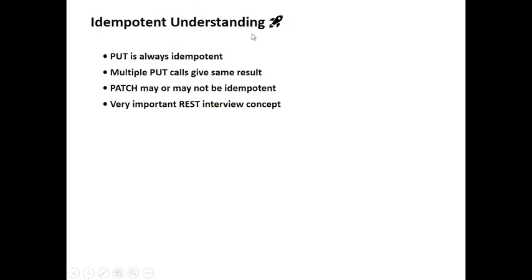So now the idempotency understanding. PUT is always idempotent. Even if you send the same PUT request multiple times, the same result will come, right? There is no change in the operation. With the same values in the request, however many times you update, it is the same, no change, right? So multiple PUT calls give the same result. PATCH may or may not be idempotent. A very important REST interview concept.